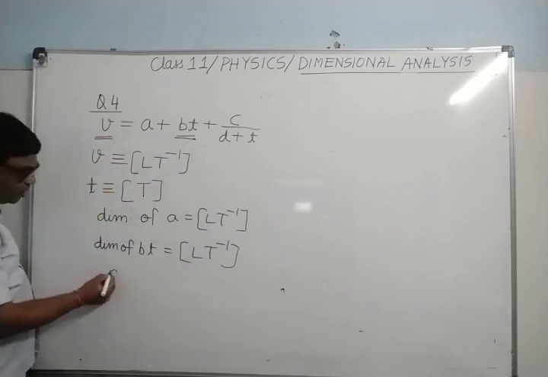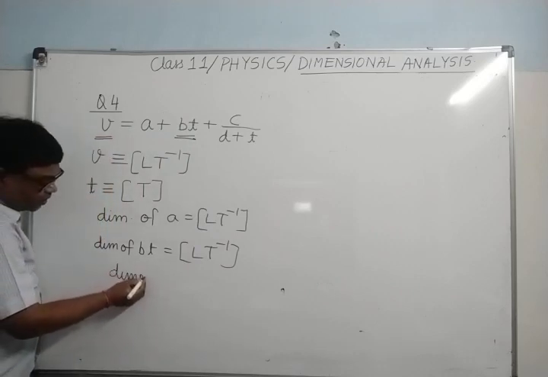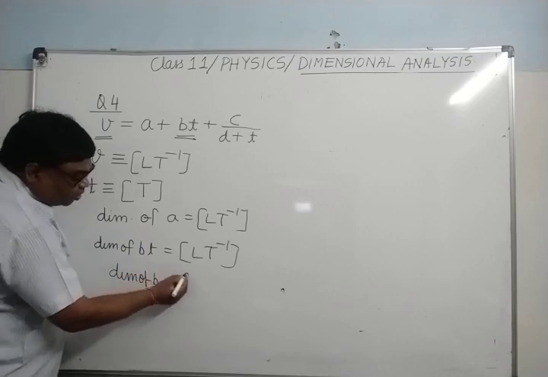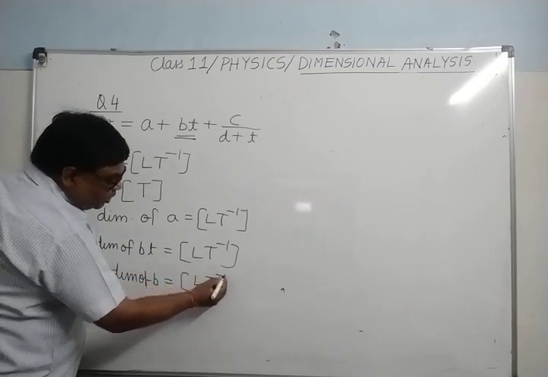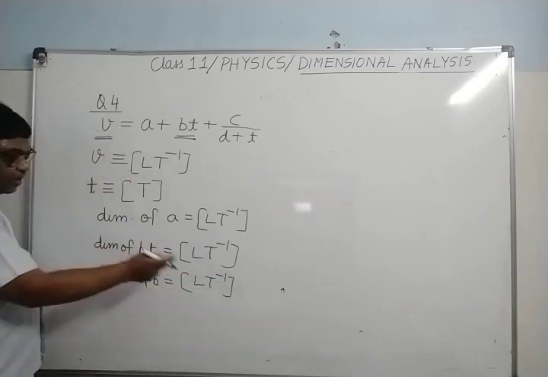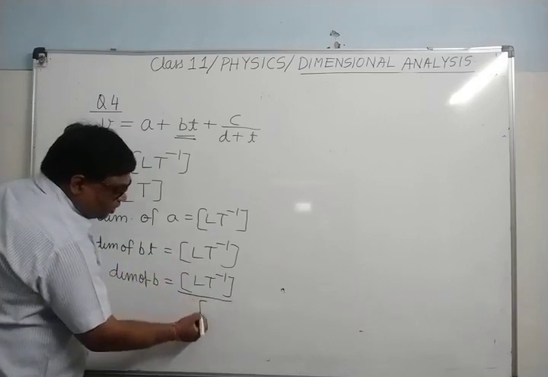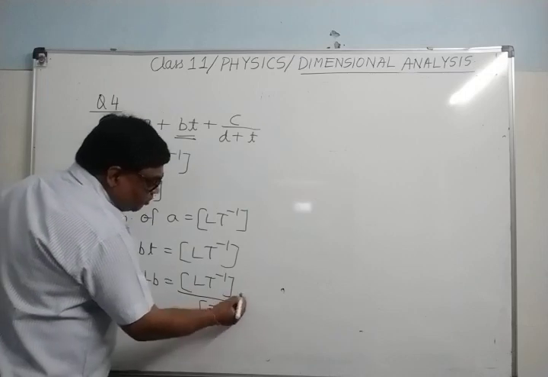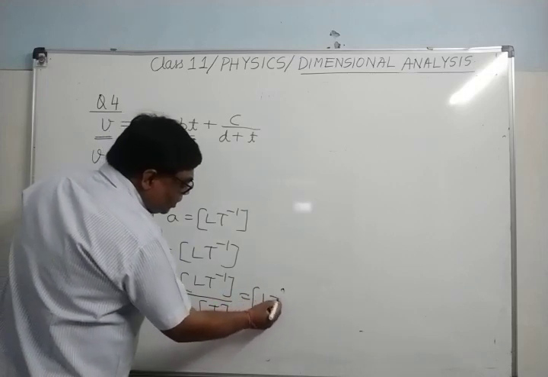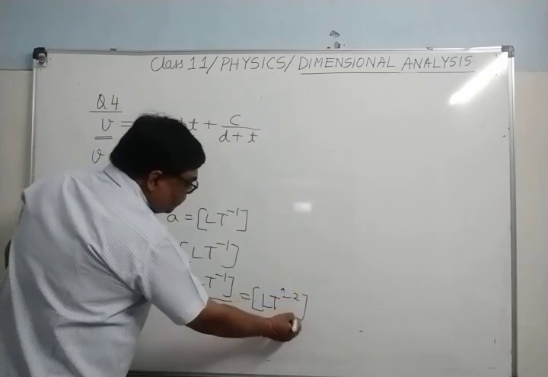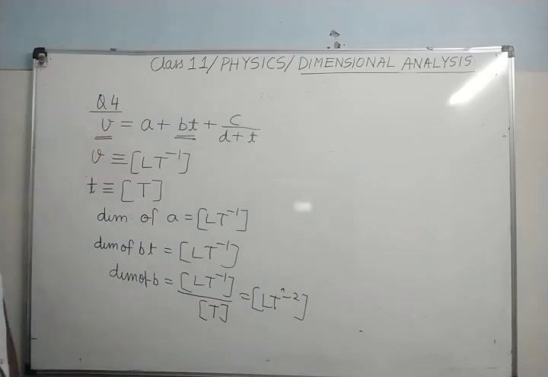So what is the dimension of B? The dimension of B equals LT minus 1 divided by the dimension of T, which is T. So when you simplify, it is LT minus 2. This is the dimension of B.